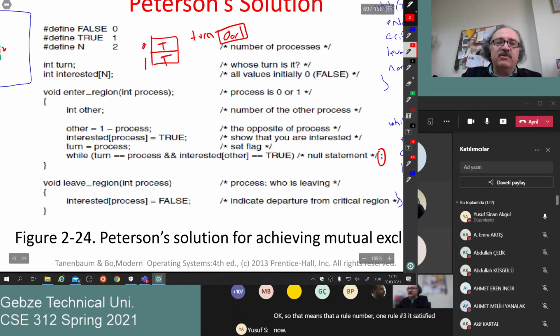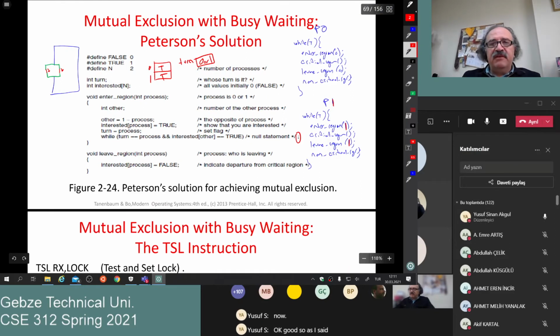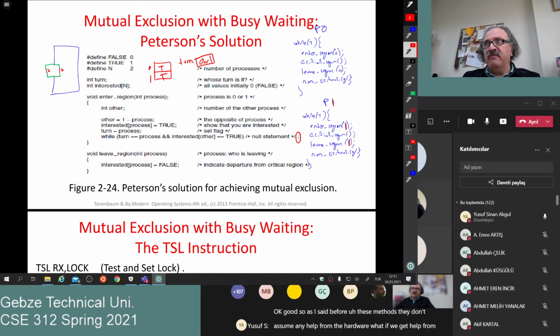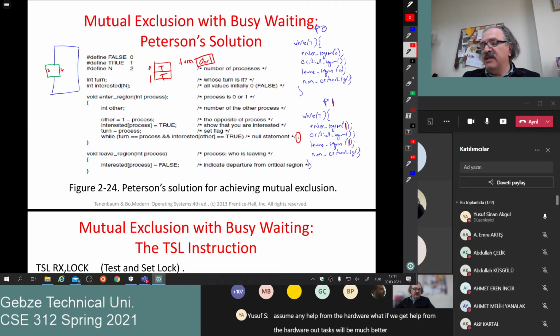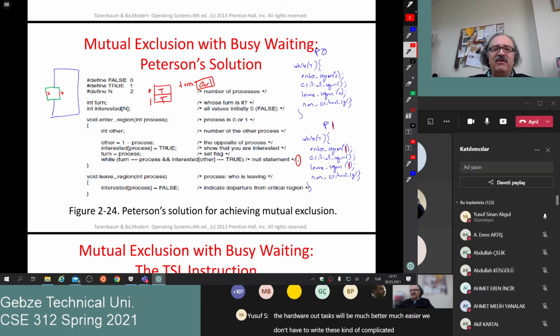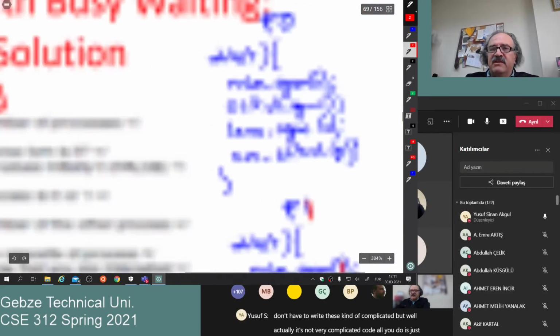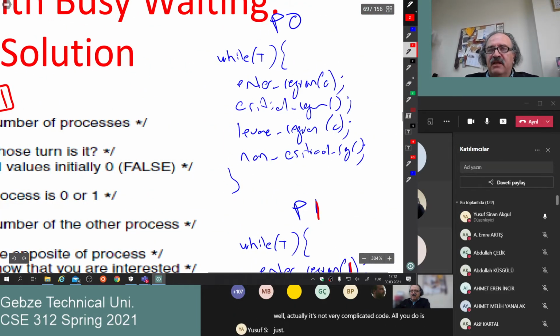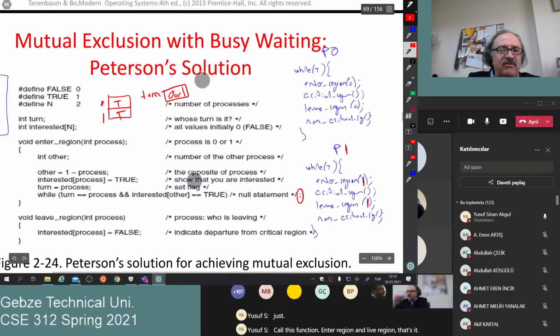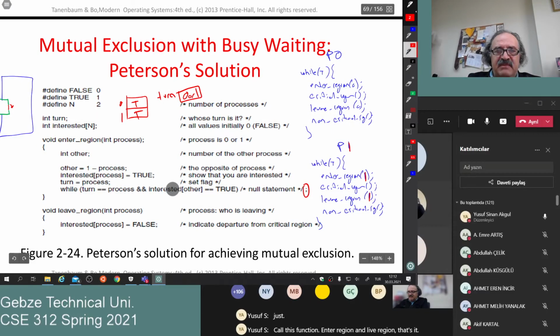So as I said before, these methods don't assume any help from the hardware. What if we get help from the hardware? Our tasks will be much easier. We don't have to write this kind of complicated code. Well, actually, it's not very complicated code. All you do is call this function, enter region, and leave region. That's it.